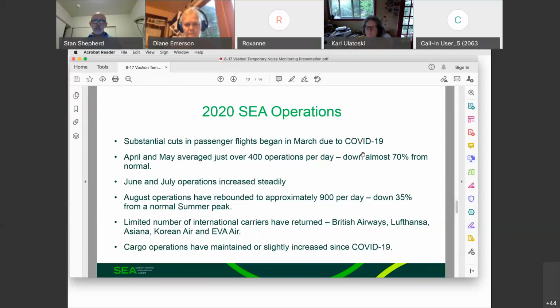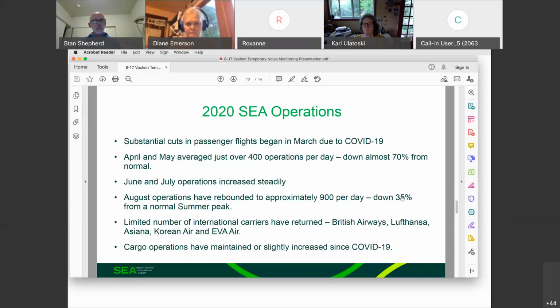And we have limited international carriers. They're not coming in as much as they were. Some of those that are coming in are mainly doing cargo operations. And also the cargo operations have maintained or slightly increased based on the COVID-19. So a lot of the air carriers that were flying a lot of passenger flights, they're not flying passenger flights. They had a lot of cargo in the belly of the aircraft. So once those weren't moving, they had to move that cargo operations to just 100% cargo aircraft operations.